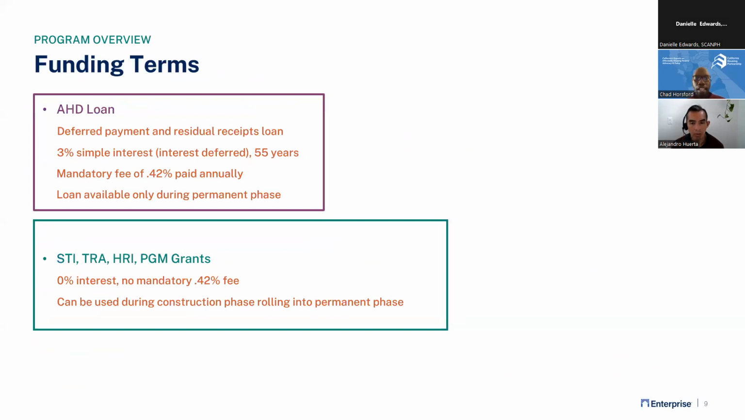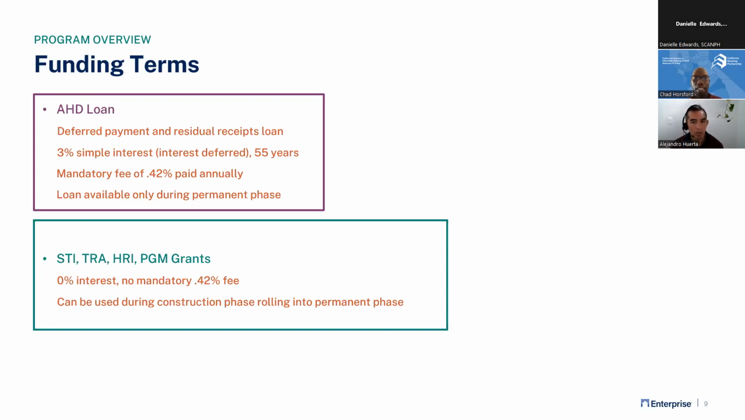Great. And then thinking about how the funds come into the project, you have the AHD loan, which for many of you who've worked with AHD funding, the terms will look very similar. It'll be a deferred payment and residual receipts loan that'll come in at 3% simple interest for 55 years. Similar to programs like MHP, for example, you do have a mandatory fee of 0.42% that's paid annually. And then the AHD loan is available only during the permanent phase of development. So it's not available as a construction source, and that's important to keep in mind.